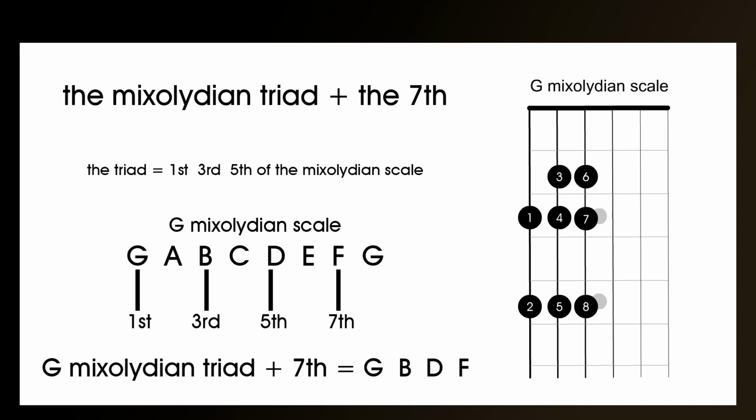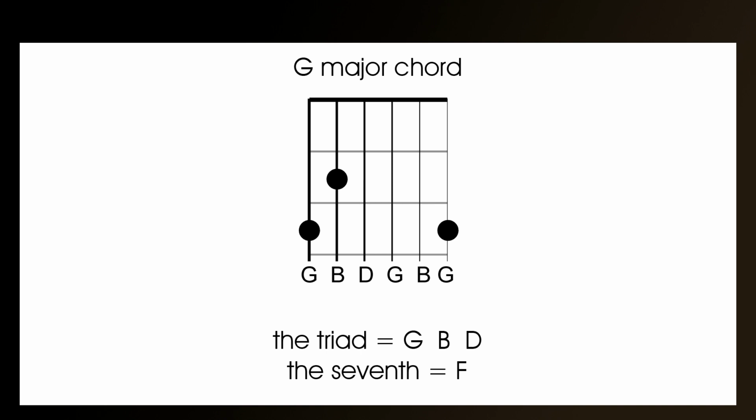So we can create a G7th chord by taking a G major chord and then replacing one of the notes with an F. And again, the obvious way to do this is to remove the 3rd fret from the top E string and replace that with the 1st fret on the top E string. And this will leave us with G, B, D, G, B, F, which is your dominant 7th chord.